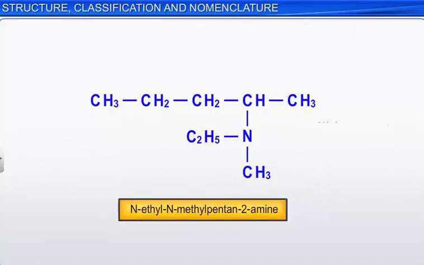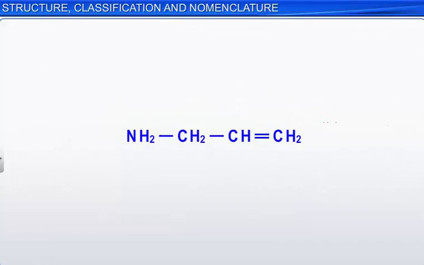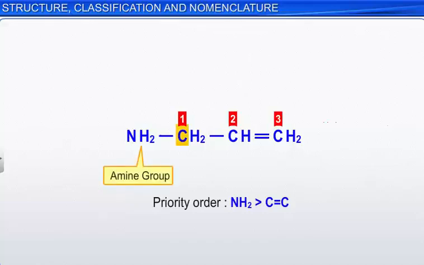In this compound, apart from the amine group, there is a double bond in the carbon chain. If a functional group and multiple bonds are present in the carbon chain, then the numbering should be done in such a way that the carbon bearing the amine group gets the lowest number. For example, allyl amine is named prop-2-ene-1-amine.